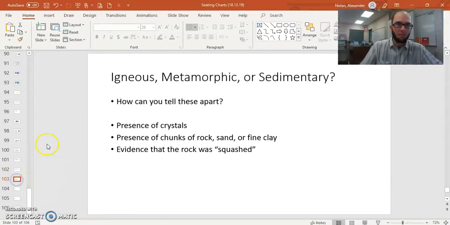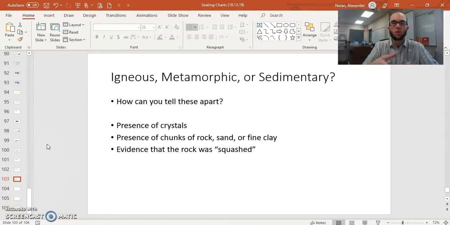So let's start with the basic goal. How do you tell these different rocks apart? We've got igneous rocks. Igneous rocks are formed from volcanism, so a volcano is doing stuff. Metamorphic rocks form as a result of high heat and pressure, squishing together. The rock is squished, usually deep underground. And then sedimentary rocks are rocks formed from pieces of other rocks, grit, chunks, things.